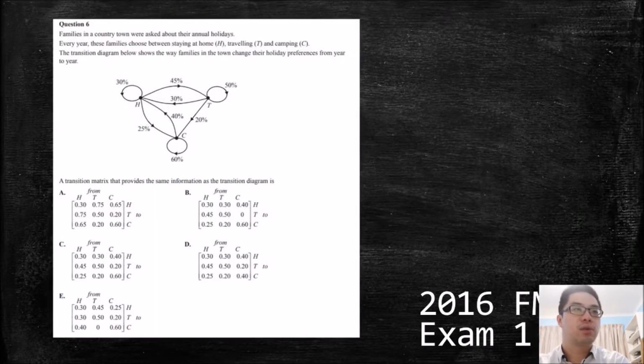So 2016 Federal Maths Exam 1, this is question 6. You're given a transition diagram and you need to find a transition matrix that provides the same information.